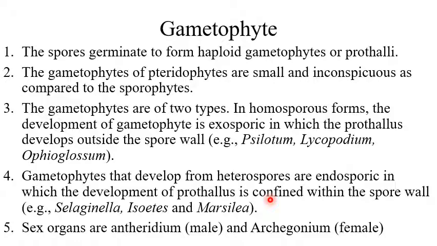So if the spore is small, but it is growing big, then that is called exosporic. When the spore is small and the gametophyte is developed within the spore, then that is called endosporic. So remember, exosporic growing out, endosporic growing within. And the last characteristic is that the sex organs are antheridium, that is male, and archegonium, that is female sex organ.